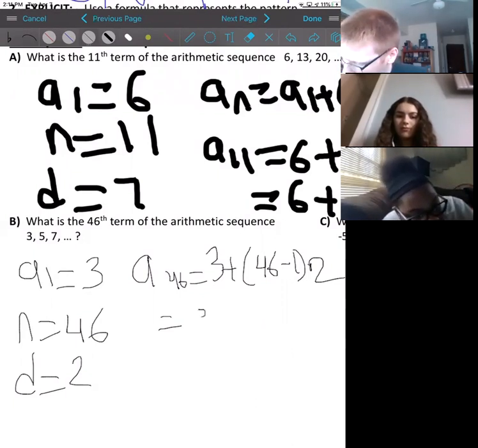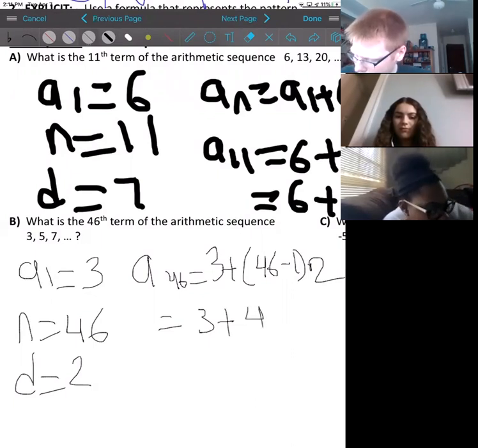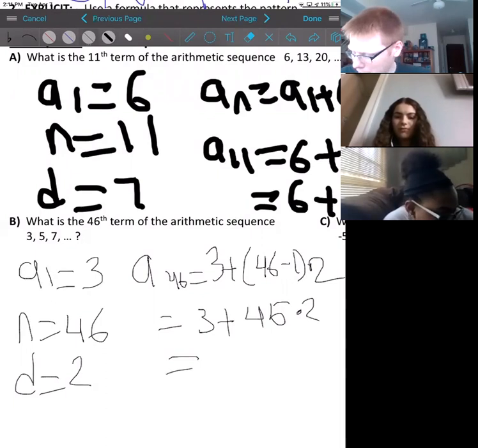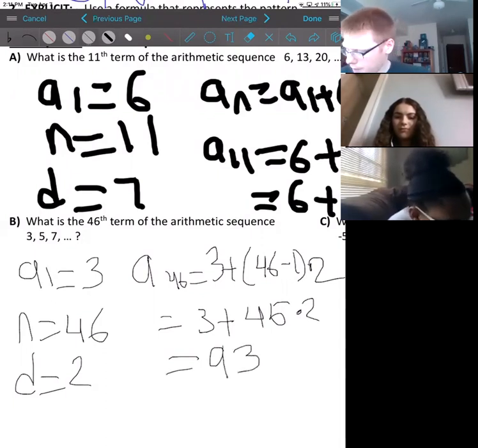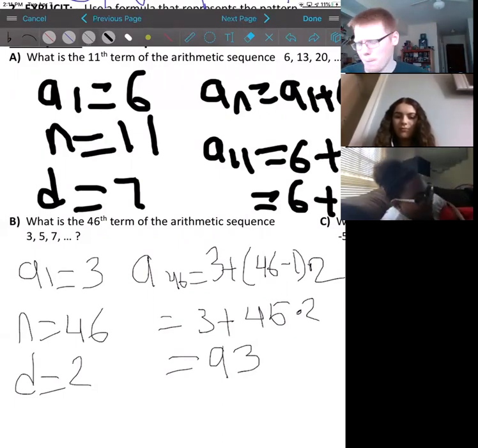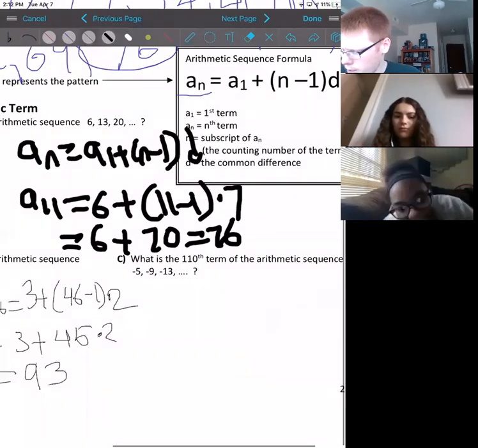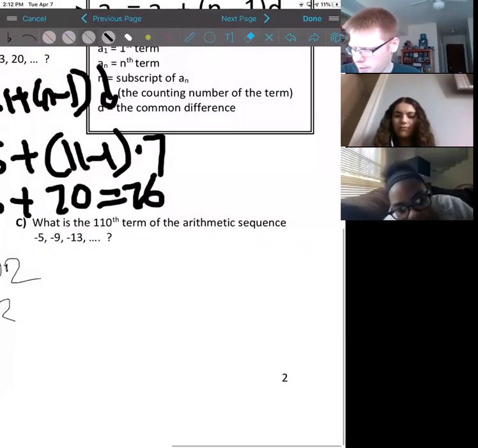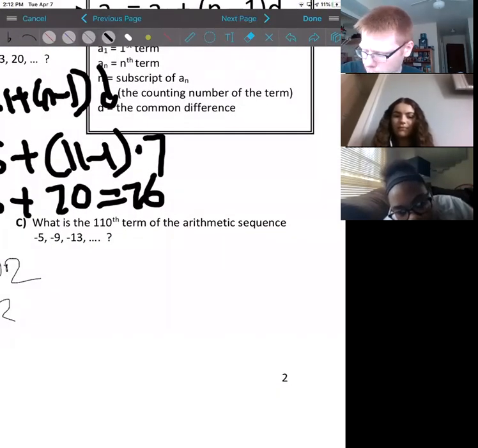But if you work this out, you'd have 3 plus 45 times 2. So if you work that out, it's 93. And you can just plug it all in your calculator, or you can work it out mentally. It's usually not too bad. Let's look at another one. So you got plenty of examples.